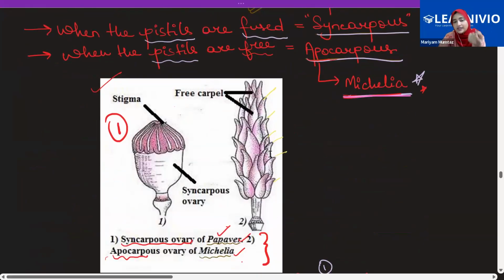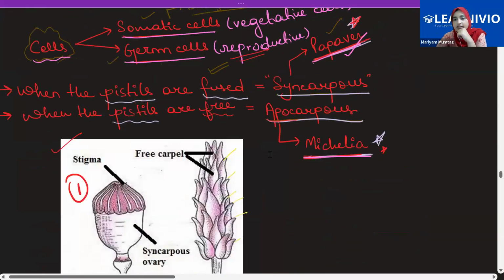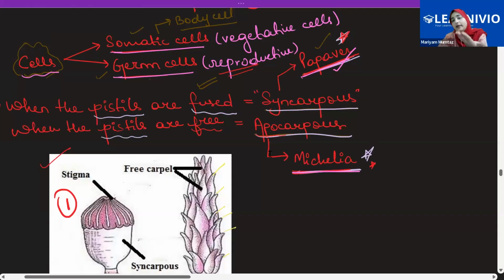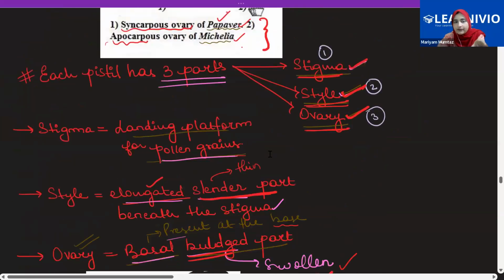The first picture that you see is a syncarpous ovary, wherein all the female reproductive parts have fused. The second picture that you see is apocarpous. Apo means the pistils are free. All the ends are free. The syncarpous kind is found in the plant called Papaver, very important. Apocarpous is found in the plant called Michelia, very important.